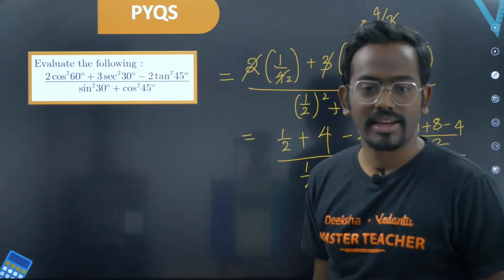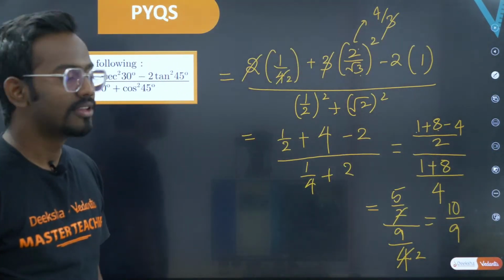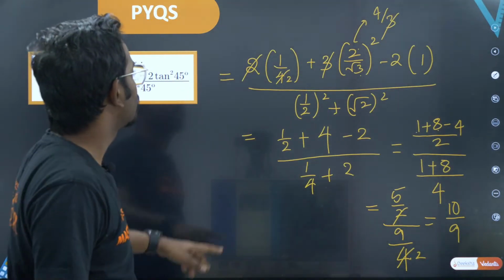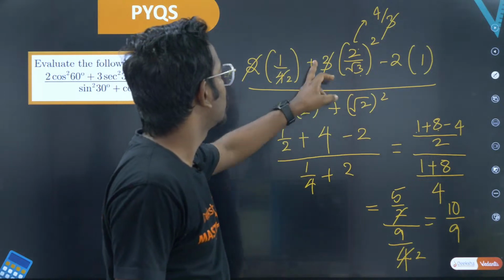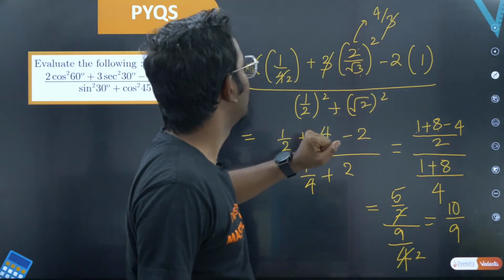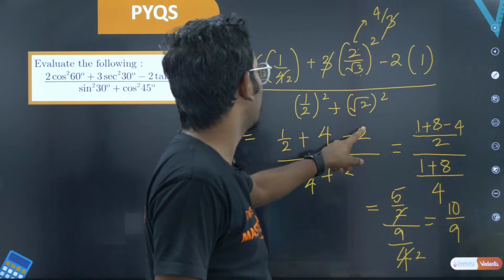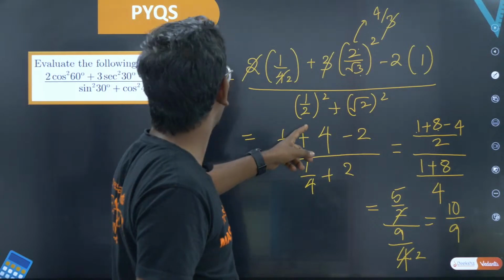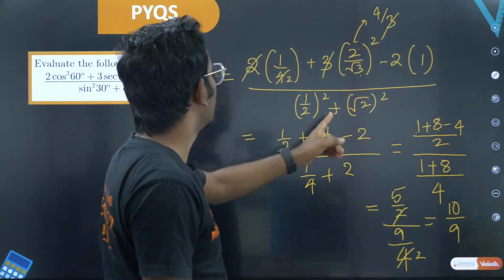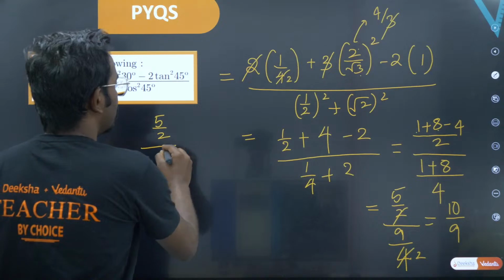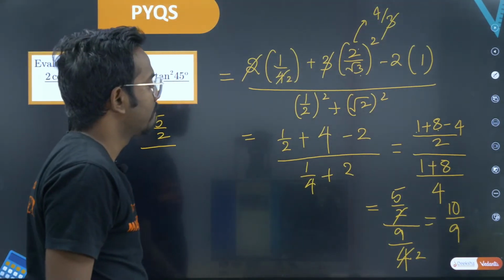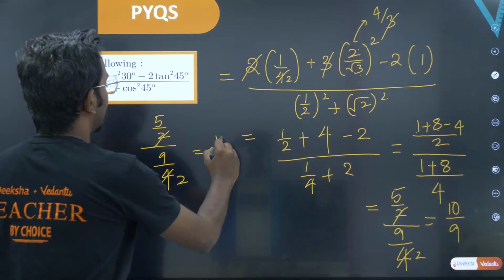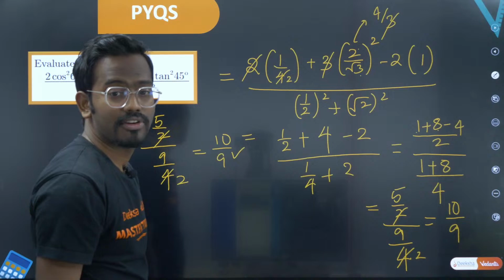Okay, anybody got the answer 10 by 9? Yes, anybody? So let's check once more. 2 into cos square 60, that is 1 by 2. So this gets cancelled, you will be left with 1 by 2 here. So 3 gets cancelled, you have 4 over here. So similarly 2 into 1. So 4 minus 2 is 2, 2 plus half is 5 by 2 in the numerator. So similarly in the denominator you have sin square 30, that is 1 by 4 plus 2. 1 by 4 plus 2 is basically 8, so 9 by 4. So if you cancel things here, you'll end up with 10 by 9. Hope this is clear, everybody.